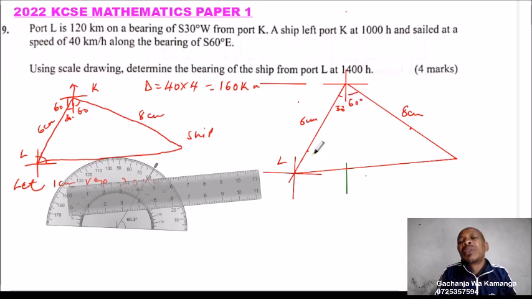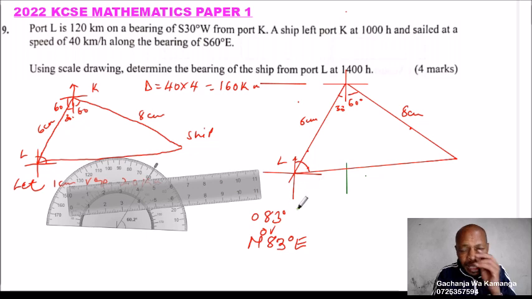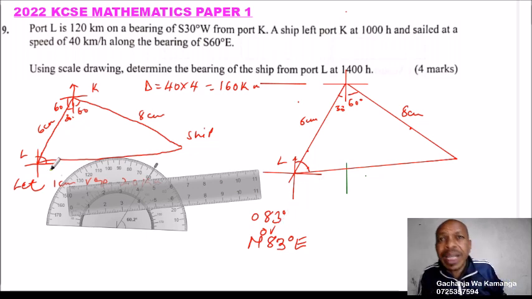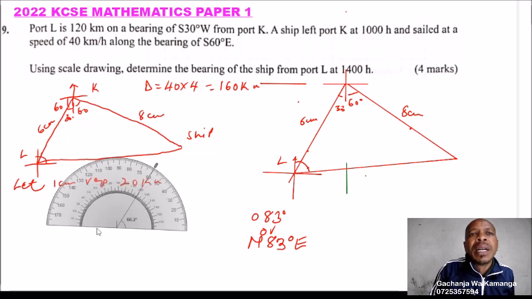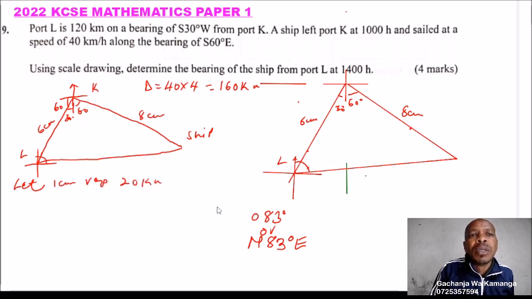So if you do it correctly, then this is a bearing. So you measure that angle. When you measure that angle, you find that it is 83 degrees, or you can say from north you measure 83 degrees to the east. So that's the bearing if you do it correctly. And that is the procedure that you follow to do that, and you'll be able to get the 4 marks. So that's how you do that.